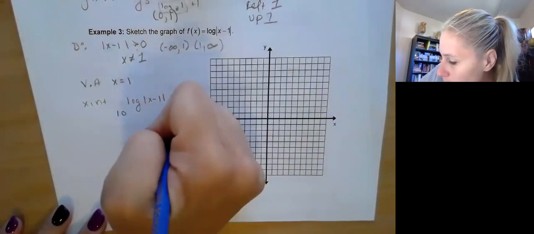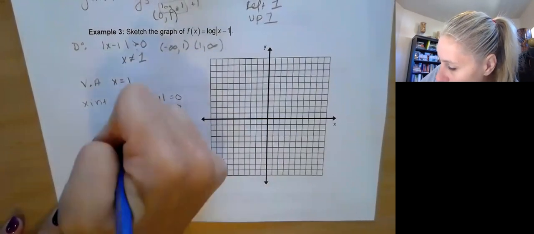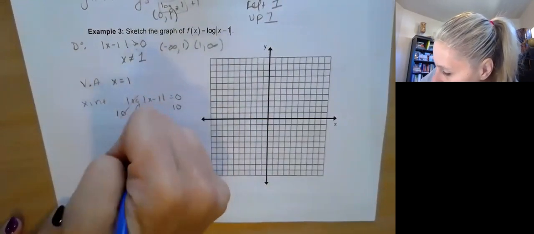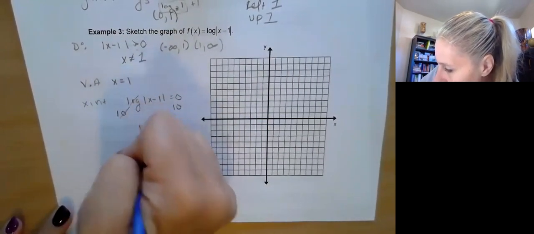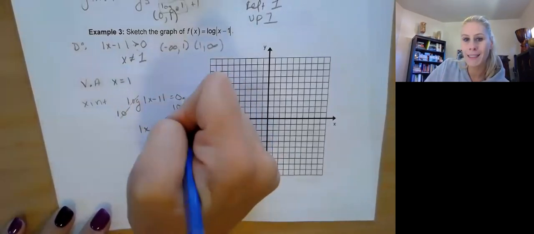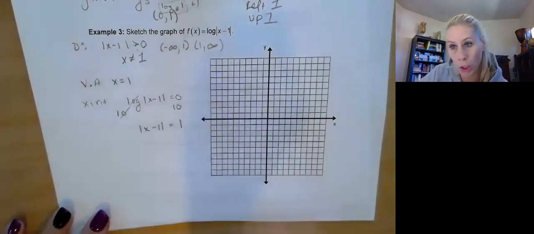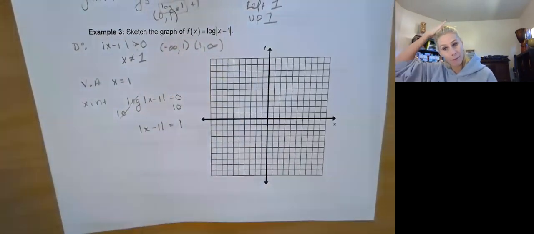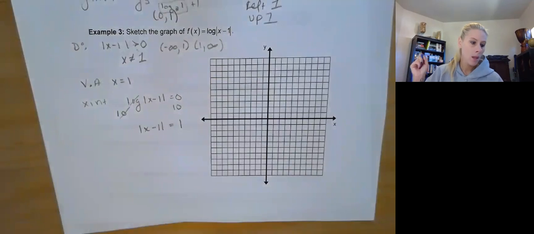And whenever we do one side, we do the other. Okay, so those cancel. We get the absolute value of x minus 1 equals, well, 10 to the 0 is 1. Make sure you guys keep that in mind, because a lot of you messed up and put 0 there. Okay, now, what makes this true?